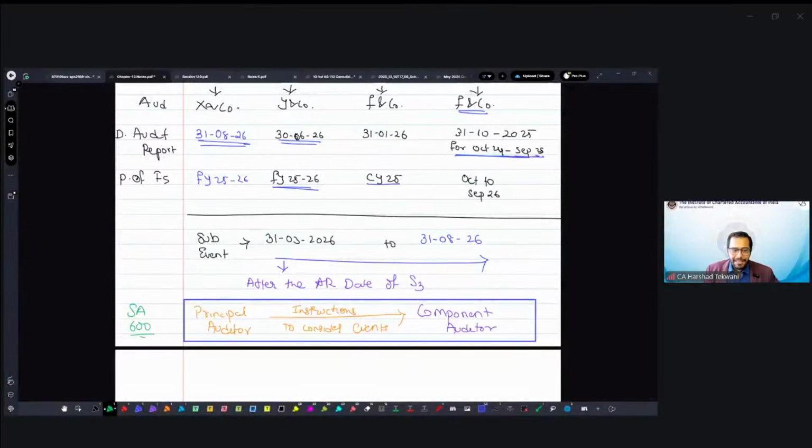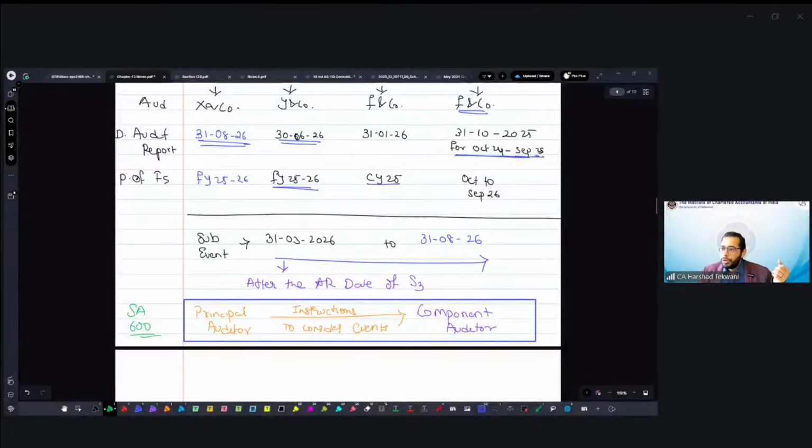SA 600 says that the principal auditor has to coordinate with the component auditor, and the principal auditor is required to make them know how their work will be used. How the work of the component auditor will be used, that is something the principal auditor is required to do. And that is what you are also required to do in the case of subsequent events. It's not something new.